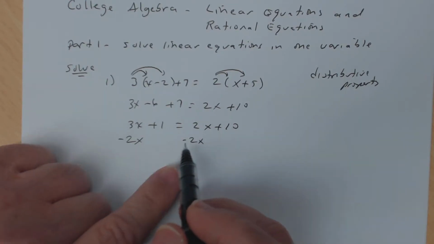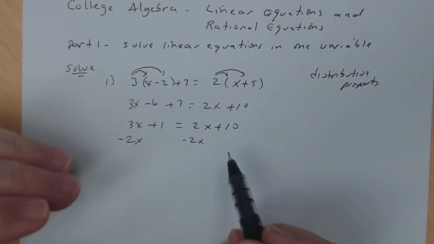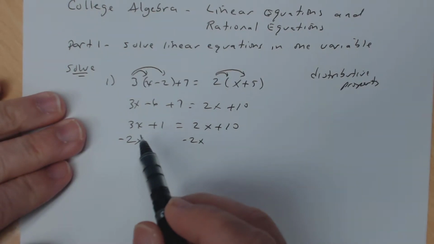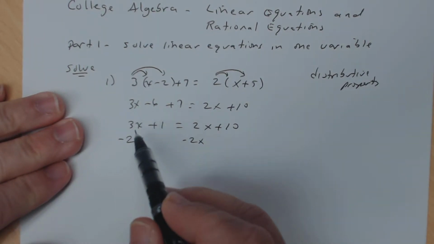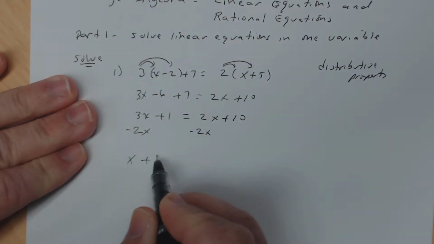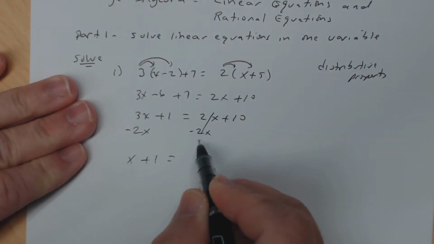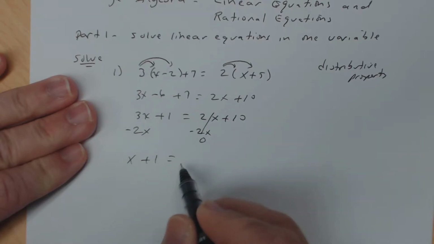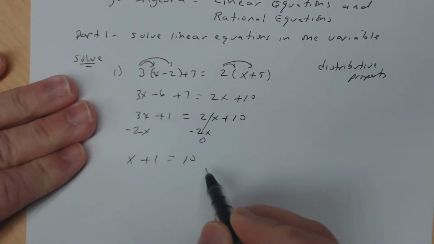So, and then you combine like terms. You'll be combining like terms quite often as we go through the process. So when I combine these like terms, 3x and a negative 2x is x, and then plus 1. 2x minus 2x is 0, and then equals 10. 0 plus 10 is 10.